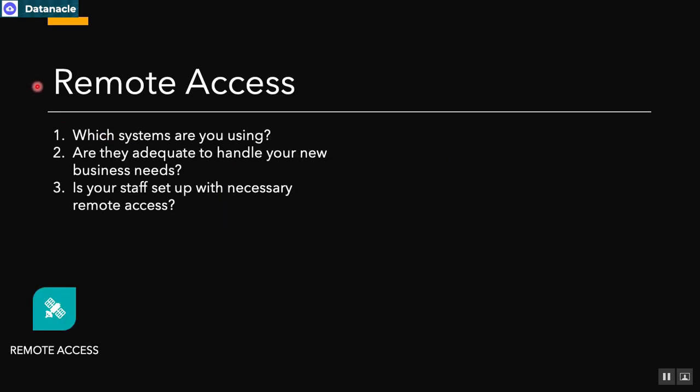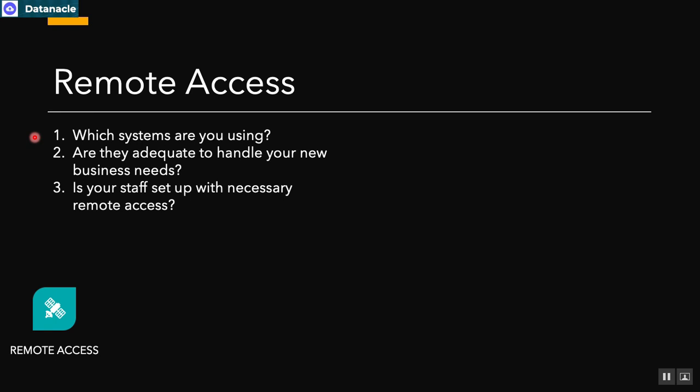All right, so let's dive into remote access. Now, at this point, unless you're an essential business, you should be working from home. Remote access is very important, and you want to make sure you revise a couple of questions to develop your business continuity plans. Just to go over a couple of questions, starting with number one, which systems are you using? Now, this is a very important question because you want to understand which systems are available for your team to use.